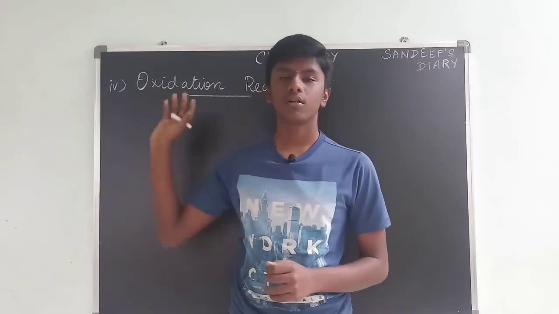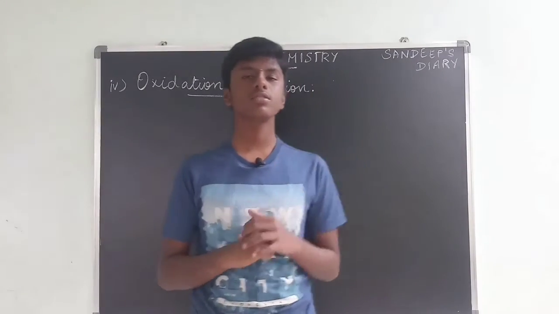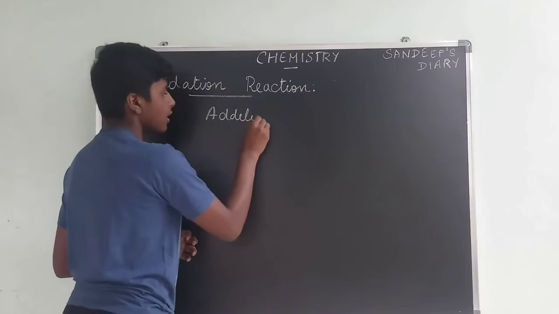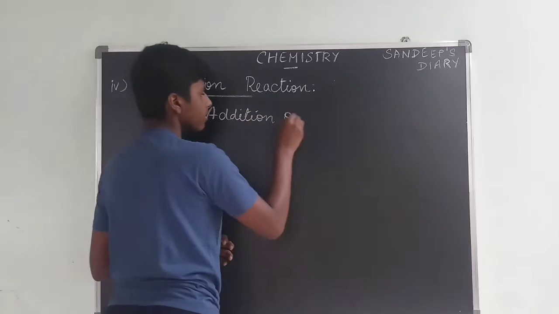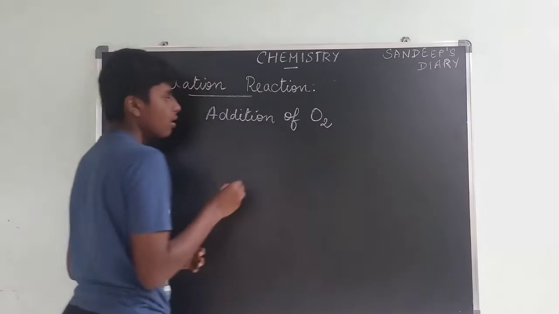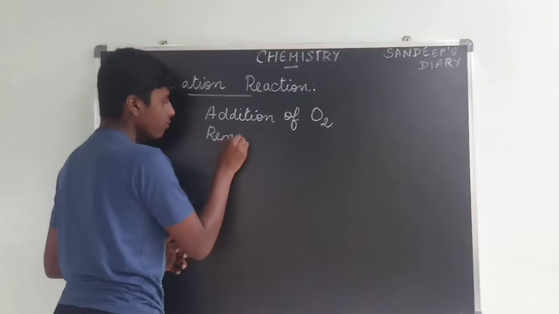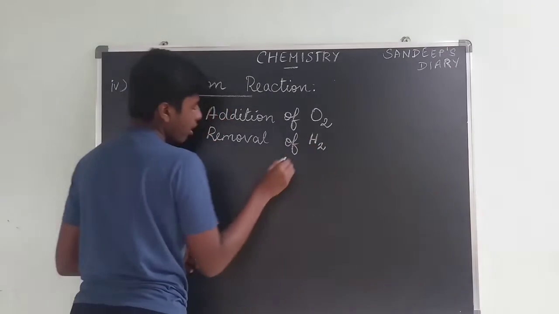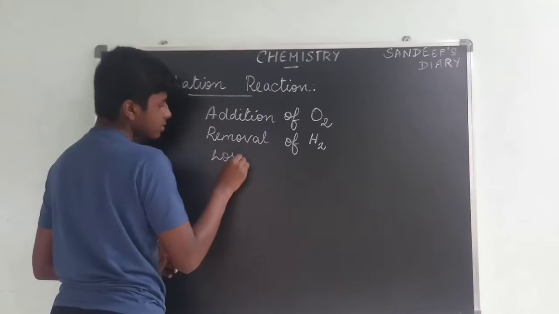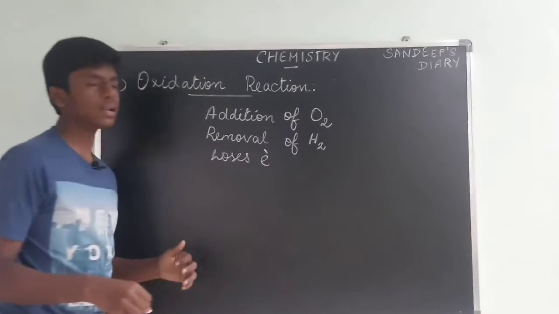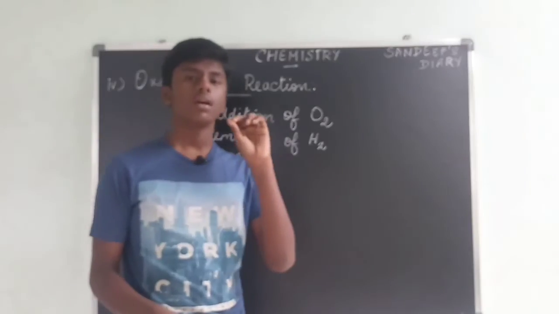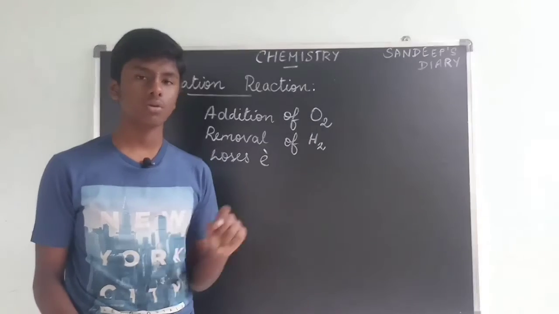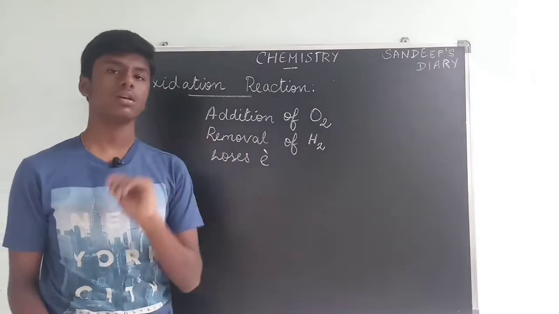The next reaction is oxidation reaction. Oxidation reaction means the addition of oxygen or removal of hydrogen, or if a substance loses electron. If a substance loses electron, it is known as oxidation reaction. If it satisfies any one of the conditions, then it is called oxidation reaction.